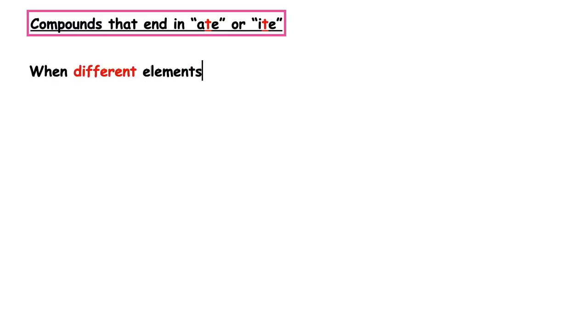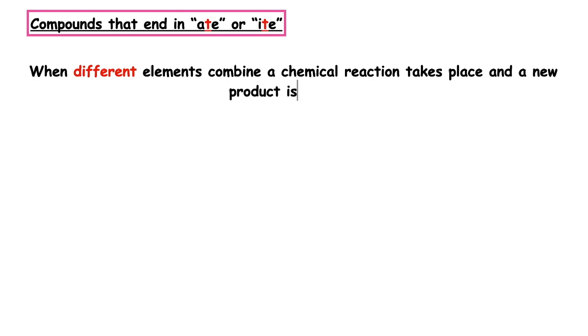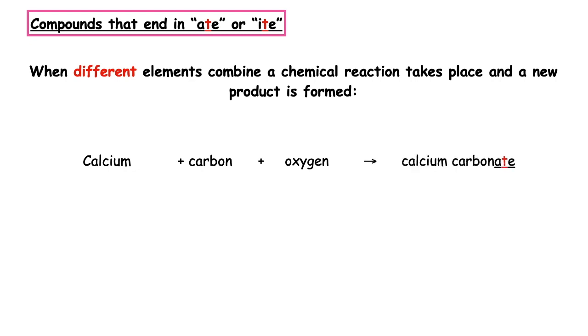When different elements combine, a chemical reaction takes place and a new product is formed. If we take calcium, which is a solid, plus carbon, which is a solid, and react it in oxygen, which is a gas, a chemical reaction takes place and a new product is formed. The name of that product is calcium carbonate.